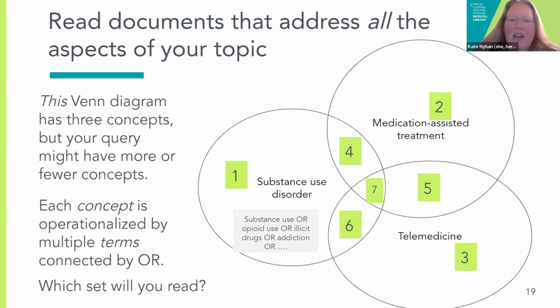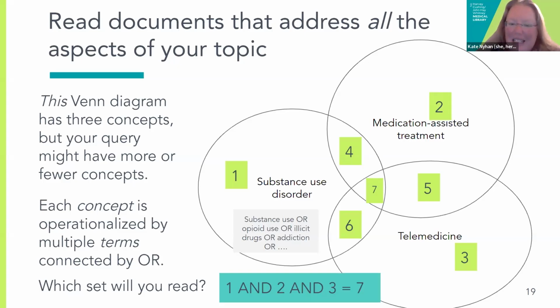But when I add these sets together, I get set 7, and I see which papers have something about substance use disorder and something about MAT and something about telemedicine. To do that, I use the Boolean operator and to combine these three sets and get the small union at the center of the Venn diagram.